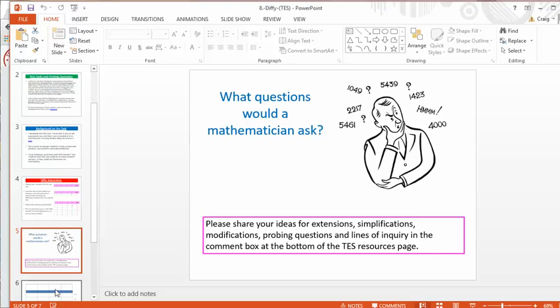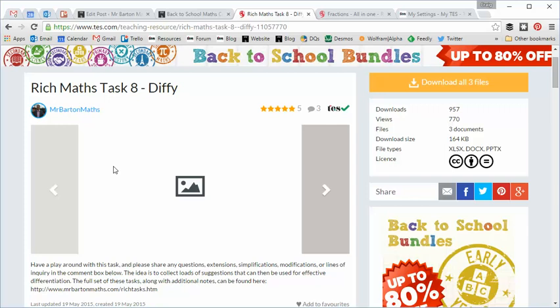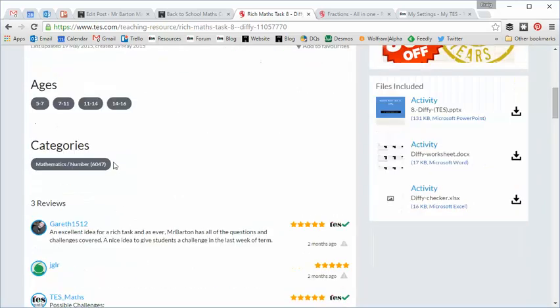Then I give the students the slide, what questions would a mathematician ask, and get them to try and come up with some of their own questions that they'd like to investigate based upon this prompt. Now, obviously, that's quite demanding for students, especially Year sevens who might be a little bit shy, although increasingly they're not these days, to come up with their own questions to investigate.